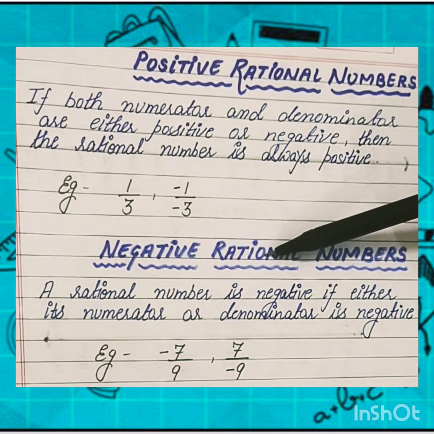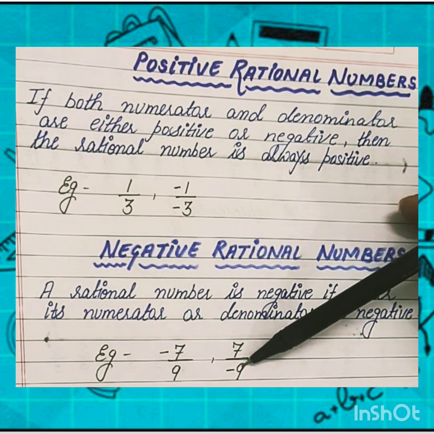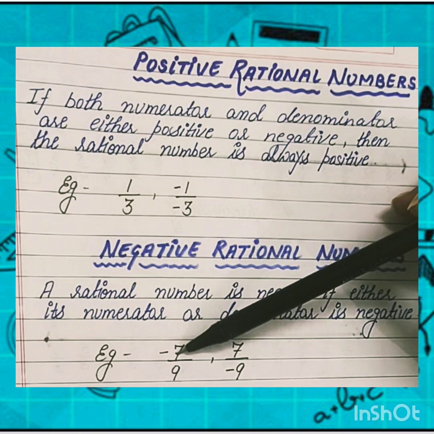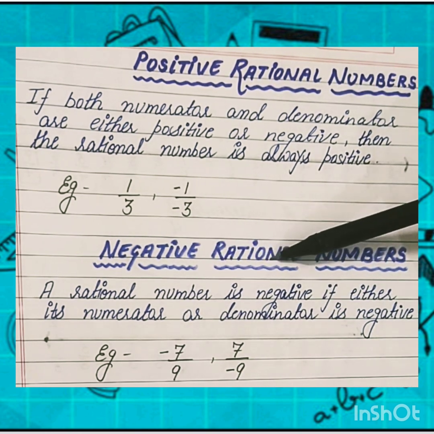Next is negative rational numbers means a rational number whose either numerator or denominator is negative. Either the numerator will be negative or the denominator will be negative, then the rational number is a negative rational number.